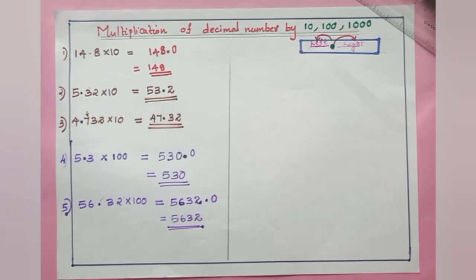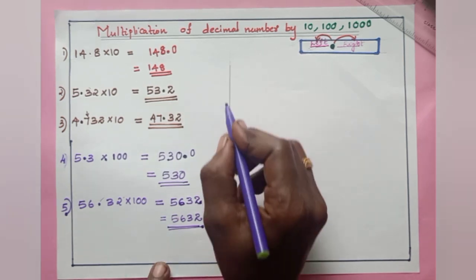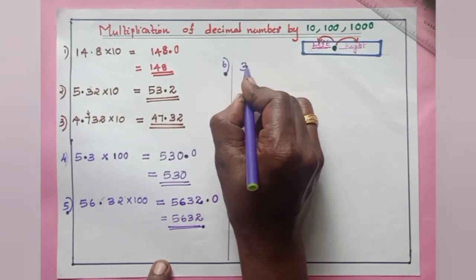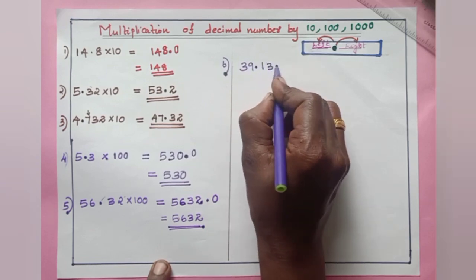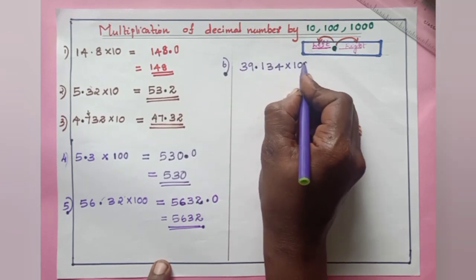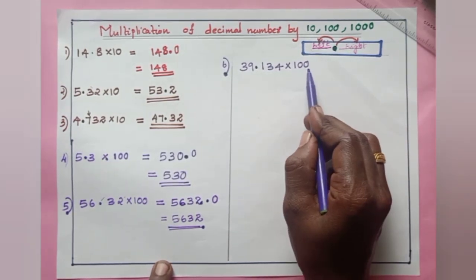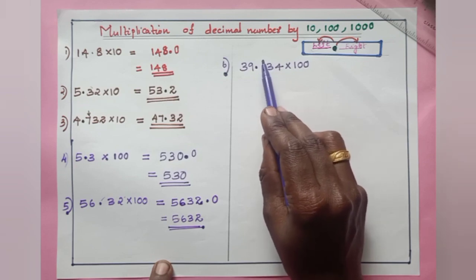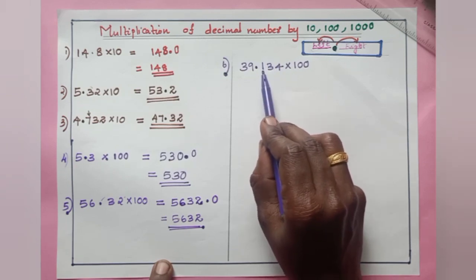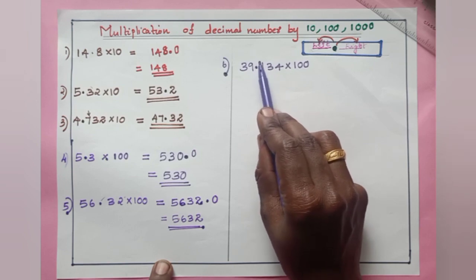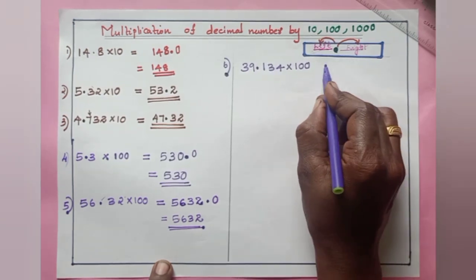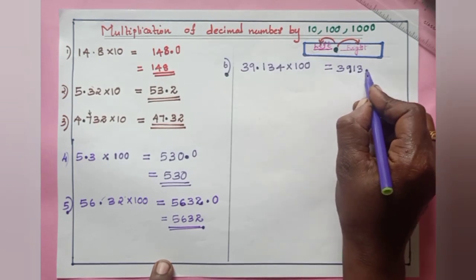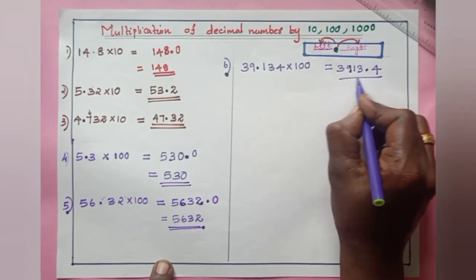Then listen to the sixth question. 39.134 into 100. 1 after 2 zeros, so multiply by 100. It moves the decimal point 2 places right. First number, second number. So this point moves to here. So we get the answer equal to 3913.4. Okay.